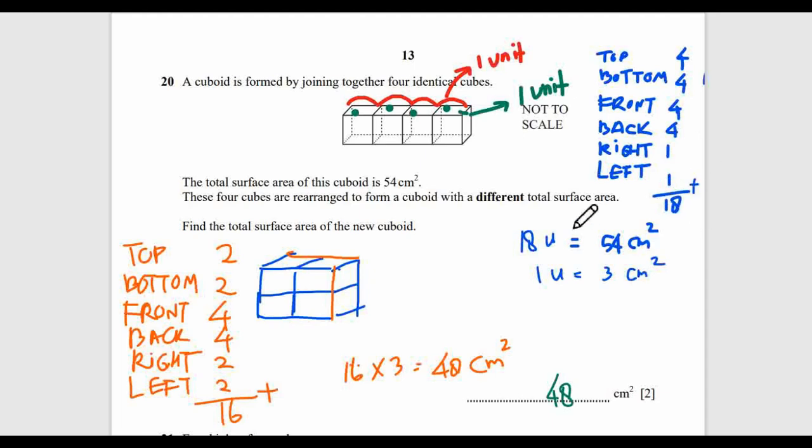So 18 units is 54 square centimeters. It means 1 unit is 3 square centimeters. So in the second arrangement we have 16. 16 times 3 is 48. So that's how we got 48 square centimeters.